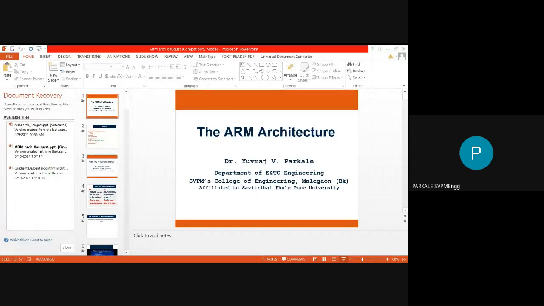The next point is small code size, high cycles per second. So in CISC you have small code size. However, in RISC the code size is very large. Okay, but low cycles per second.